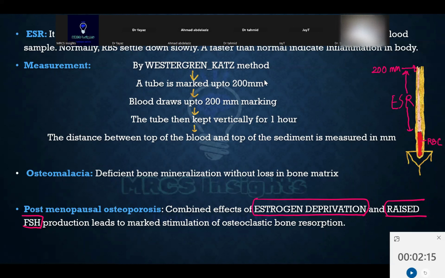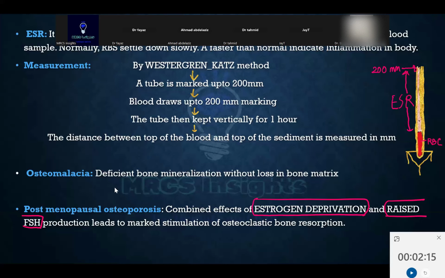By Westergren's method. It uses a tube which is marked up to 200 millimeter, and we have to draw the blood up to the 0 marking. Then the tube is kept vertically for 1 hour, and after 1 hour we measure the distance between the top of the blood and the top of the sediment. Suppose this is a Westergren tube, 200 millimeter marking, and after 1 hour the RBC settle down here. This distance, from the top of the blood to the top of the sediment, is the measurement of ESR.